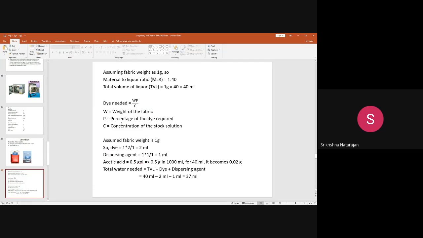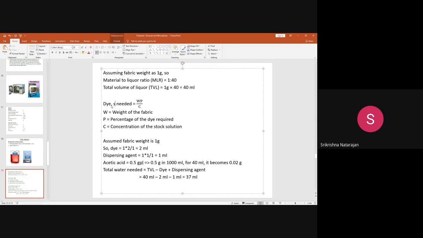Now you need the dye. How much dye do you take? You take it from the stock solution you prepared earlier. For that, there is a formula. Just remember this formula. This is not only for dye; whether it is dye, salt or dispersing agent, for any chemical you want, you can use this formula. It is called WP by C. W is the weight of the fabric, P is the percentage of the dye required, and C is the concentration of the stock solution.